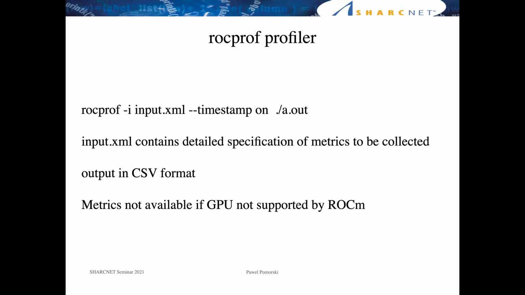ROCm comes with a profiler. So as you have seen, when I compile my code for NVIDIA, what I get is NVIDIA code. So the performance is the same. It's literally just NVIDIA code. So I can run the nvprof utility on it. But if I'm compiling for AMD, I need a specific utility which works on AMD, and that is rocprof.